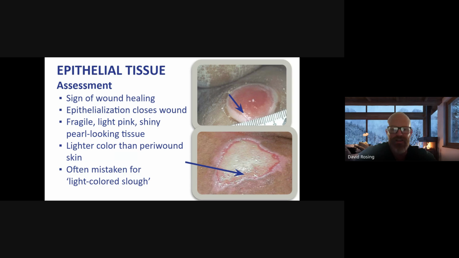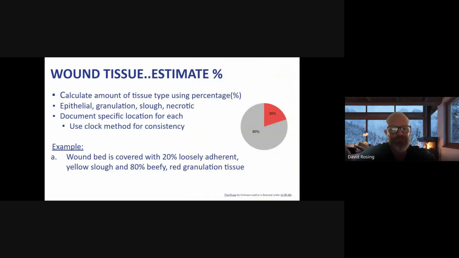So you don't want to start taking off epithelial tissue. You're really just pushing the wound back, right? So try to make that distinction. Usually it's pretty easy. You just see it at the edges, and then eventually you can see little islands of epithelial tissue start to form. Try to avoid that nice healthy tissue and just get the slough. Like I was saying, we're going to do tissue estimates in 10% increments.